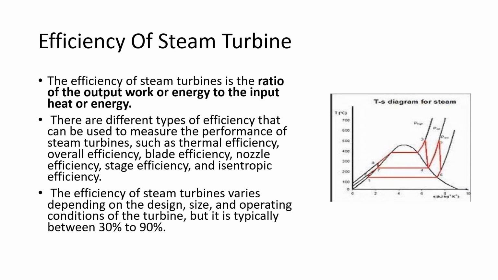The efficiency of steam turbines is the ratio of the output work or energy to the input heat or energy. There are different types of efficiency that can be used to measure the performance of steam turbines, such as thermal efficiency, overall efficiency, blade efficiency, nozzle efficiency, stage efficiency, and isentropic efficiency. The efficiency of steam turbines varies depending on the design, size, and operating conditions of the turbine, but it is typically between 30% to 90%.